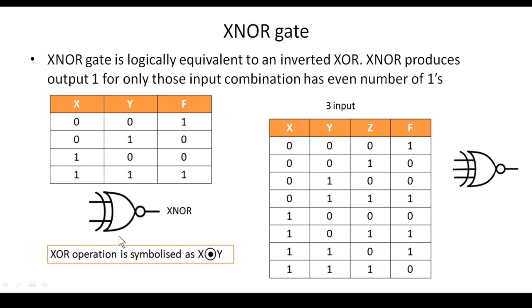Now the XNOR gate symbol is drawn like this, same as XOR, but you have a small circle in front, so that becomes XNOR. That means you are adding a NOT gate along with an XOR gate. And this side is the 3 input XNOR gate. The XNOR operation is symbolized with a dot encircled, that is x ⊙ y. If you have a symbol like this, then it is nothing but the XNOR gate.